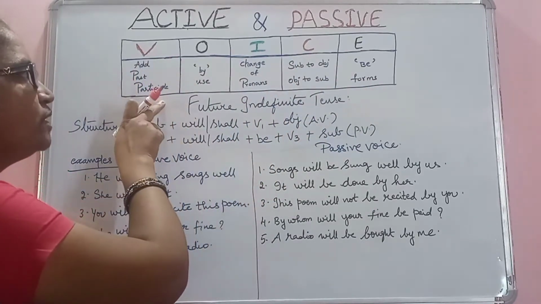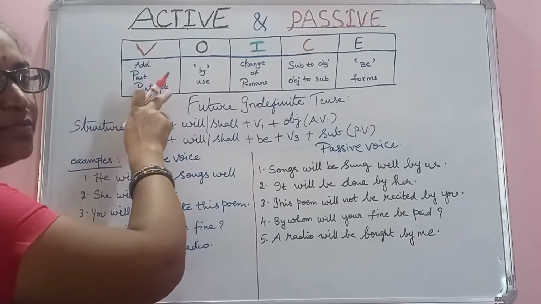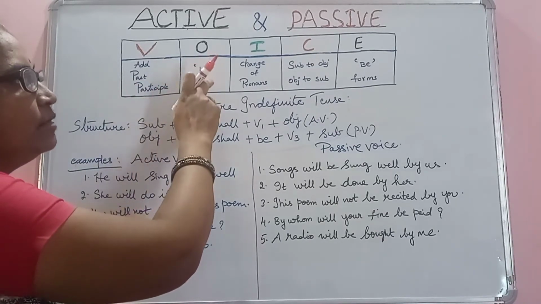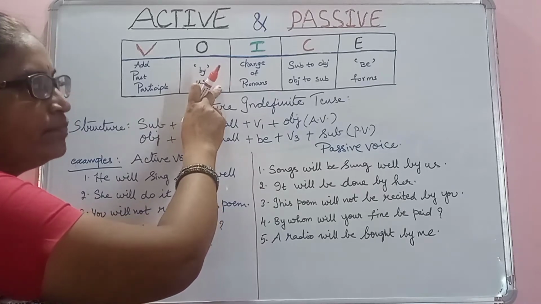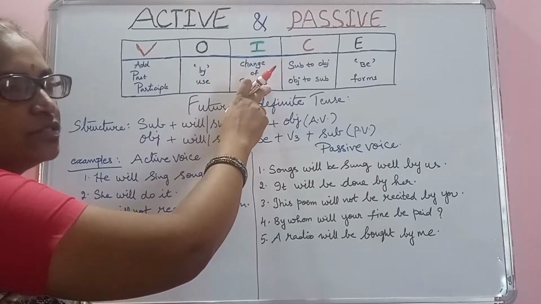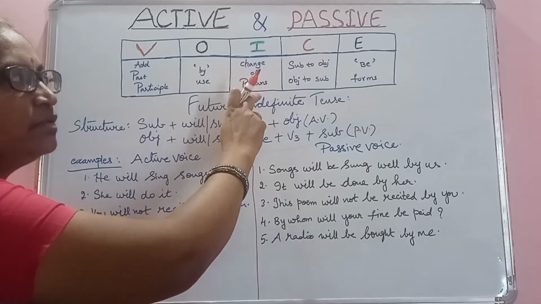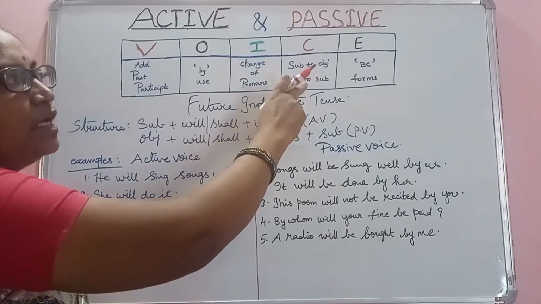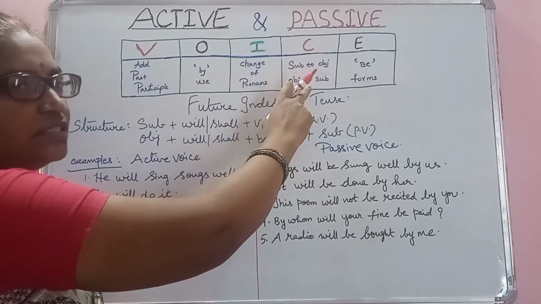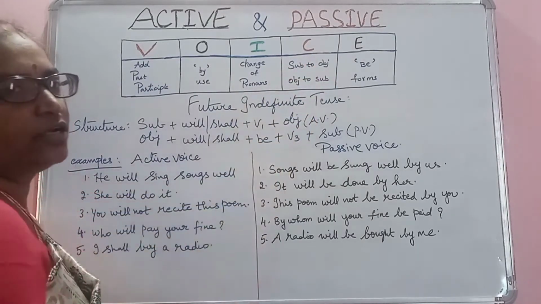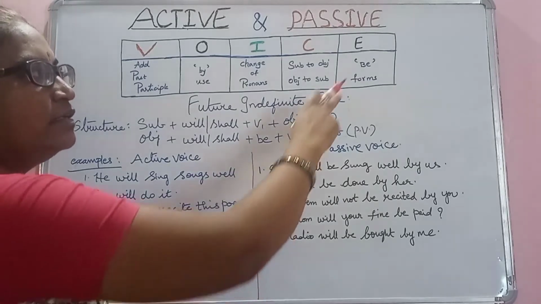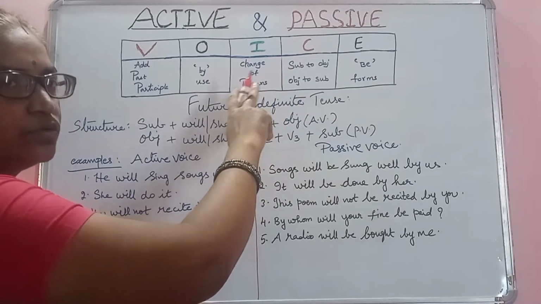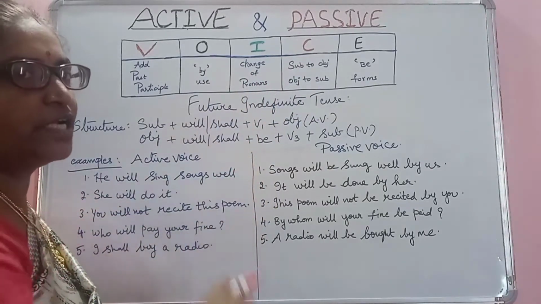Here, first we add the past participle in the sentence, that is the V3 form, and use by, and change the pronouns when it is applicable to change from active to passive voice. And see, the very important thing is that subject goes to object place and object to subject place, and here we use even the be forms. This is the table of the rules we have to apply when we convert from active to passive voice.